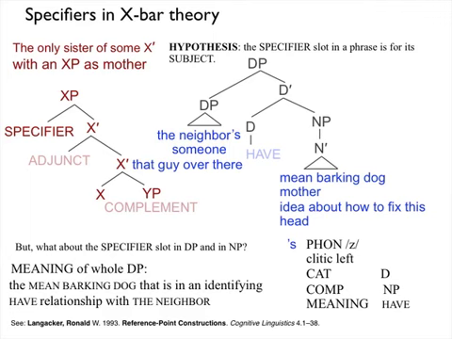So we can say then that the meaning of the whole DP is the mean barking dog that is in an identifying have relationship, where have is an abstract concept covering belonging and being a part of and owning and all kinds of things, right? And that relationship can be understood in terms of the subject of these things being a reference point for identifying. One way of thinking about it. So it's a reference point.